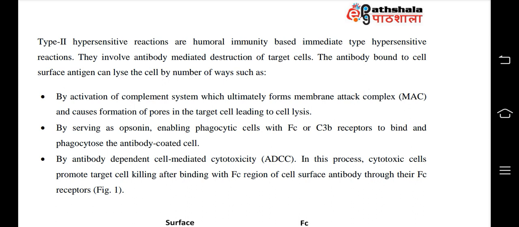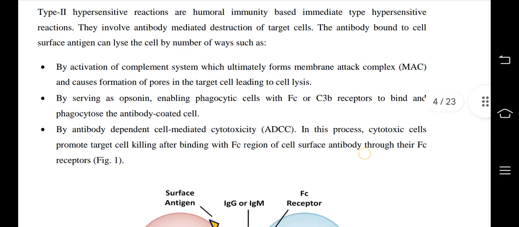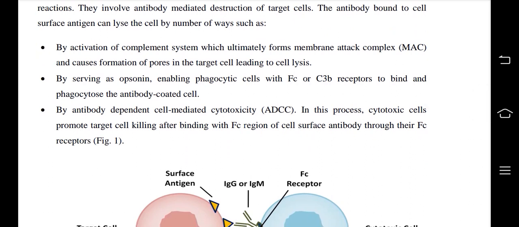The antibody bound to cell surface antigen may lyse the cell by a number of ways, such as by activation of complement system, which ultimately forms membrane attack complex or MAC and causes formation of pores in the target cell leading to cell lysis. Then by serving as opsonin, enabling phagocytic cells with FC or C3b receptors to bind and phagocytose the antibody-coated cell. The third is antibody-dependent cell-mediated cytotoxicity or ADCC.